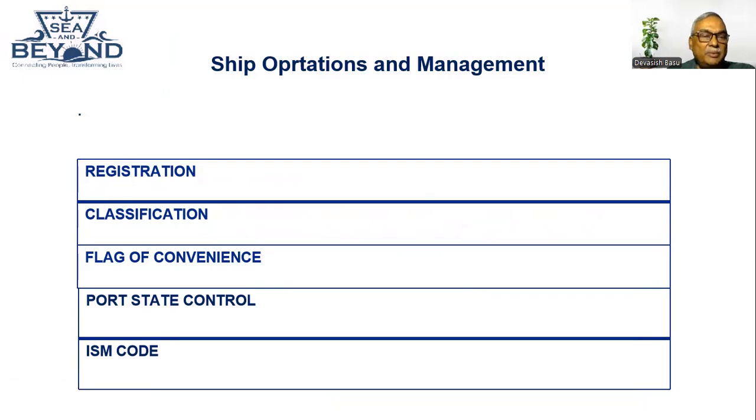Now, mostly we will be covering registration, classification, flag of convenience, port state control, ISM, and then we will touch a little bit on the pollution part also.